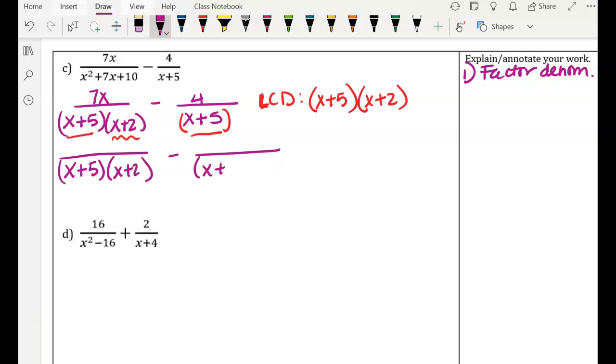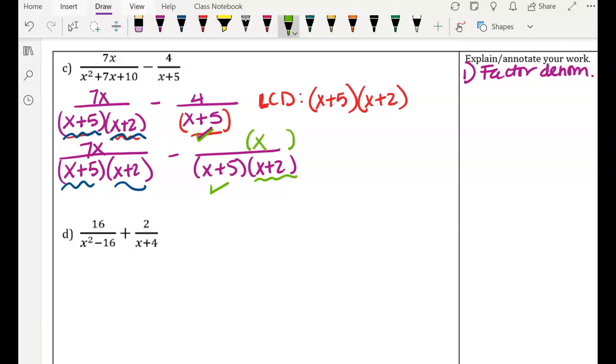So x plus 5 times x plus 2. Okay, so our original denominator here has two factors, and this has two identical. So there isn't any change from the denominator. So we don't need to multiply anything. Hence, we don't need to multiply anything to the top. Over here, this x plus 5 is here, and that x plus 5 is here. So that's not new. But what's new is we multiply this denominator by x plus 2.